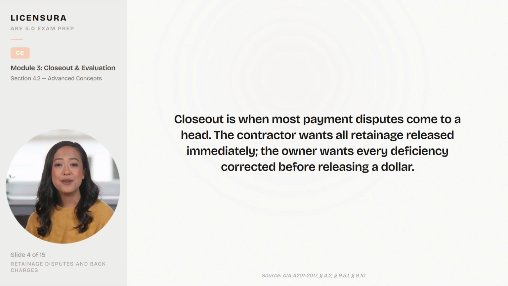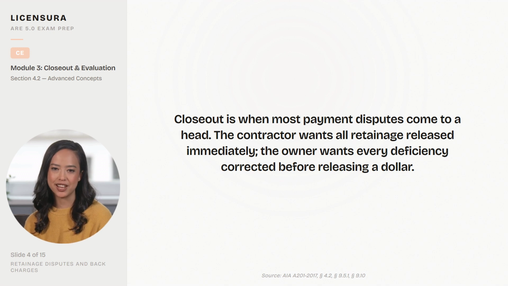Closeout is when most payment disputes come to a head. The contractor wants all retainage released immediately. The owner wants every deficiency corrected before releasing a dollar. Each side has legitimate concerns. The contractor needs cash flow, the owner needs leverage, and the gap between them is where the architect must make decisions that directly determine how money moves.